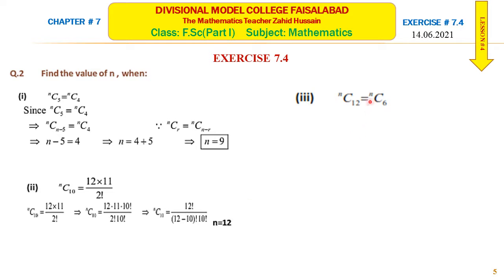Again, nC12 is equal to nC6. It is the same type of question. So nC12 is equal to nC6, it is given, and this is equal to nC(n minus 12). This is equal to nC6 because nCr is equal to nC(n minus r). So nC12 is equal to nC(n minus 12), and we put this equal to the right hand side. Now comparing these two, we get n minus 12 is equal to 6 and n is equal to 18.